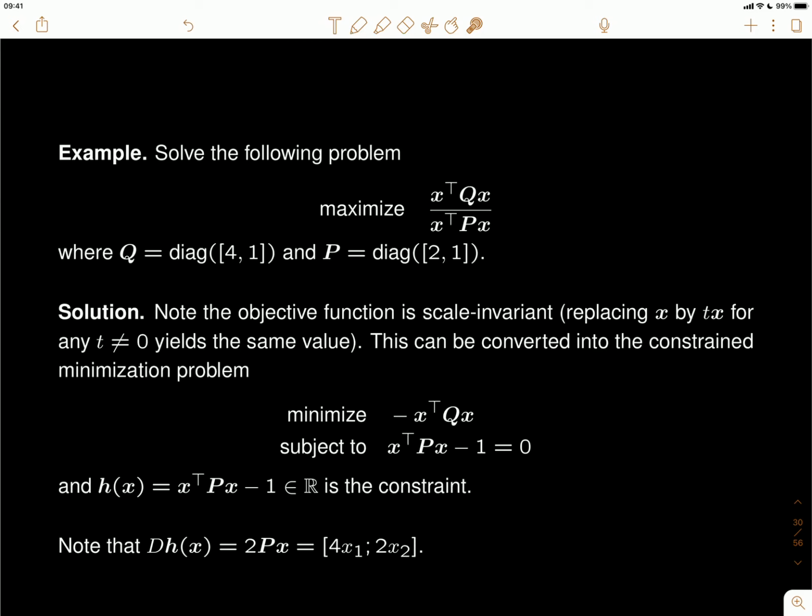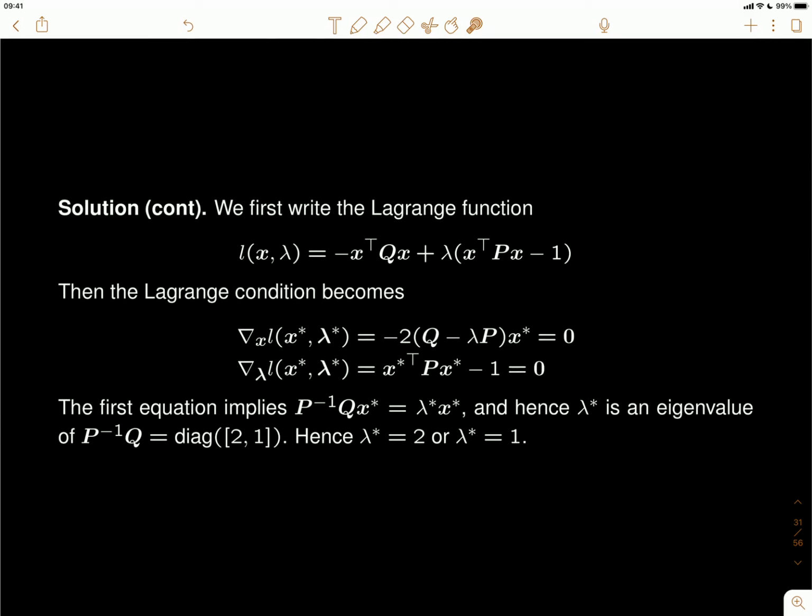Now, let's consider the Jacobian of H. So H is this. We know that the Jacobian of H will be, we just take the derivative. Since H is a scalar valued function, the Jacobian will be just a vector, which is, we take the derivative of this with respect to x, it will give us 2 times Px, since P is symmetric. And because P is a diagonal matrix, the 2 times Px is just a 2x1. This is the Jacobian.